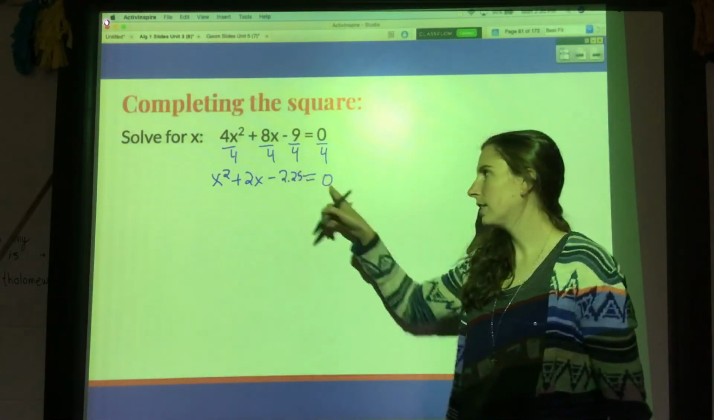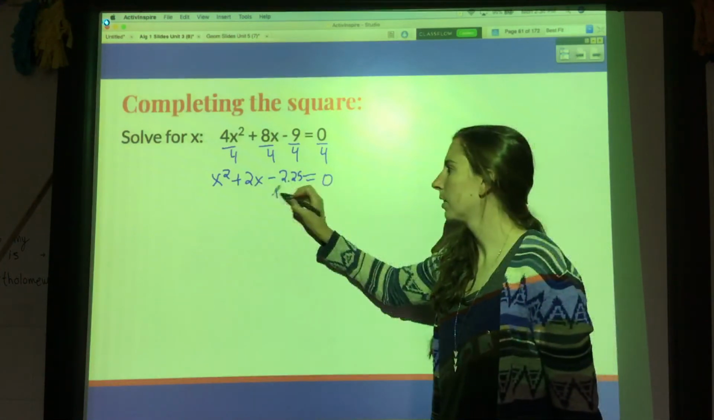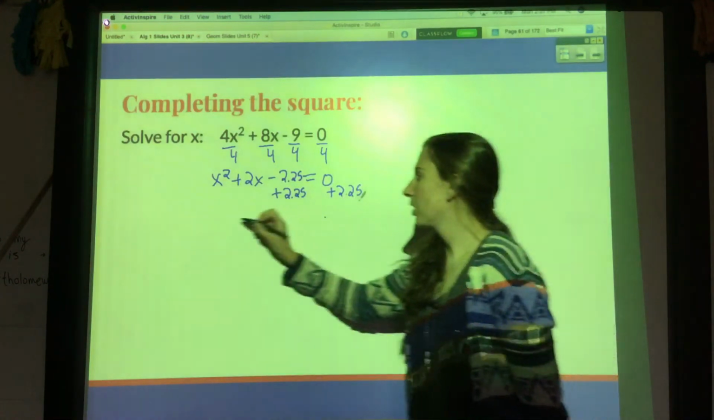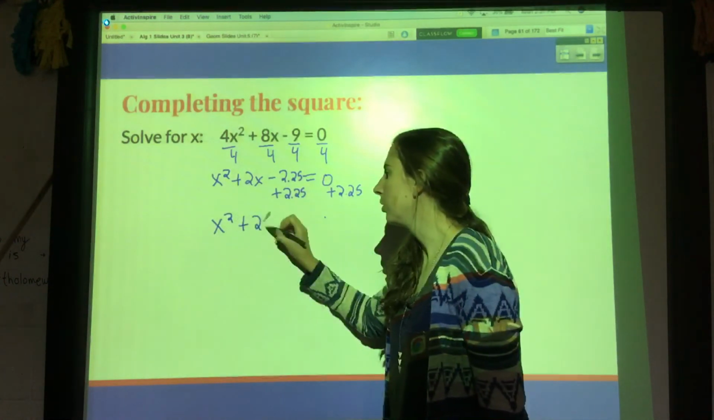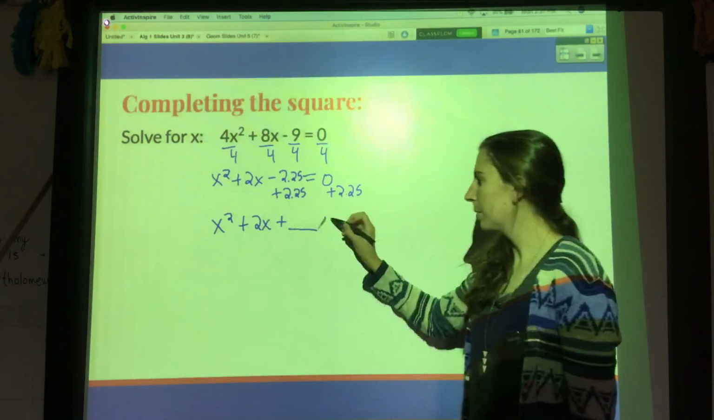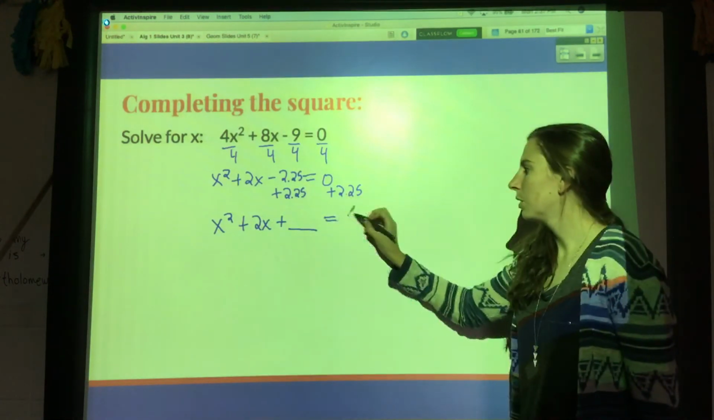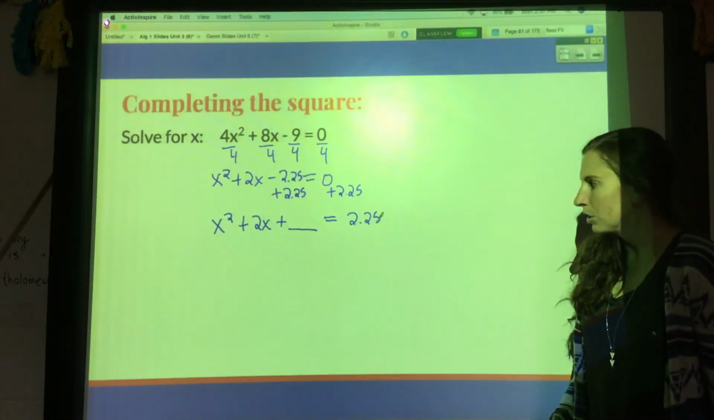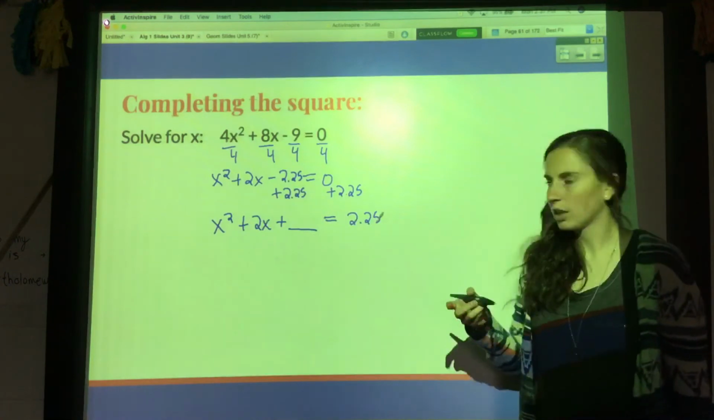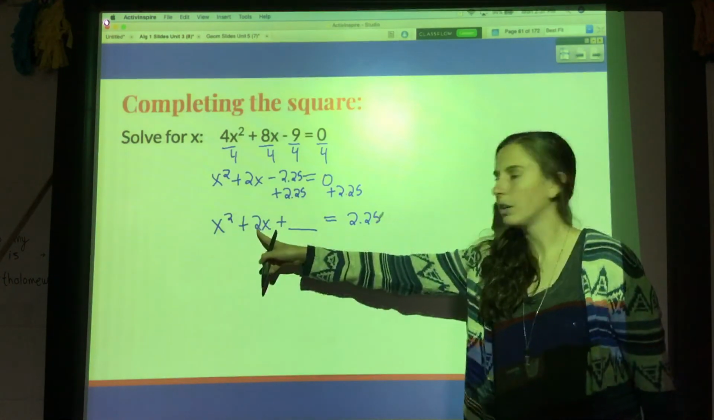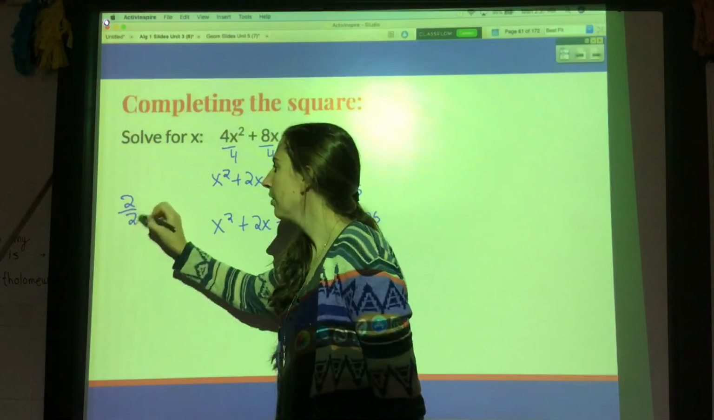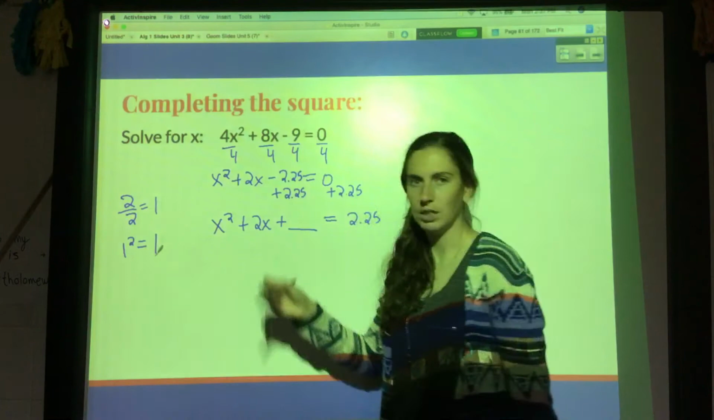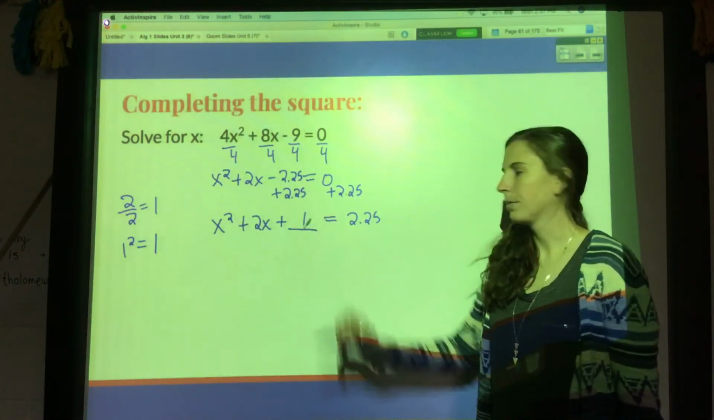Go ahead and move the constant over to the other side out of the way. So add 2.25 to both sides. And so you get x squared plus 2x plus some mystery number that we're going to find equals 2.25. Okay. So remember, to find the number that we're going to add in to complete the square, you take your b value, cut it in half, which is 1, and then square it. 1 squared is still just 1. So I'll add in a 1.